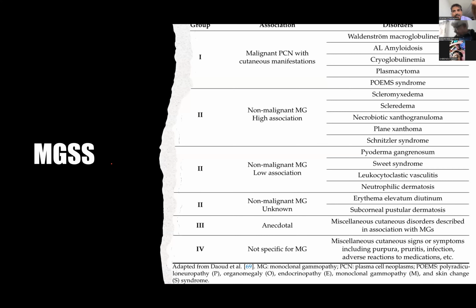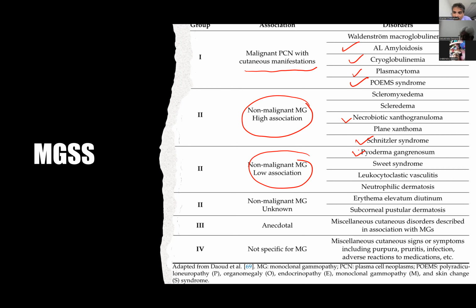You can have malignant plasma cell neoplasm, myeloma, Waldenstrom, AL amyloidosis, cryoglobulinemia, POEMS syndrome, which has cutaneous manifestation, non-malignant high association. I showed you necrobiotic xanthogranuloma, the periorbital, Schnitzler syndrome I have shown you, non-malignant association, pyoderma gangrenosum, Sweet syndrome, leukocytoclastic vasculitis, unknown. We do not know why they happen.